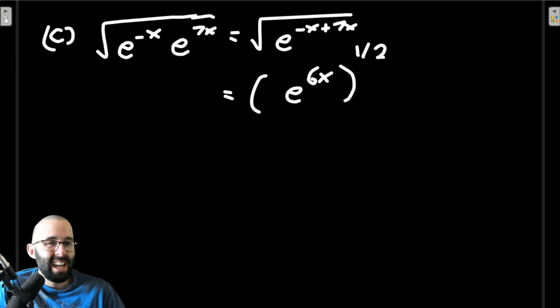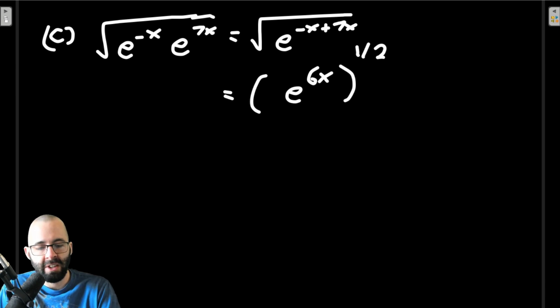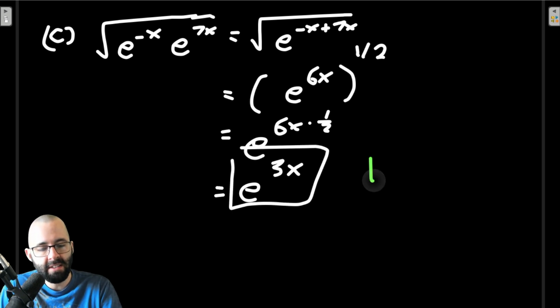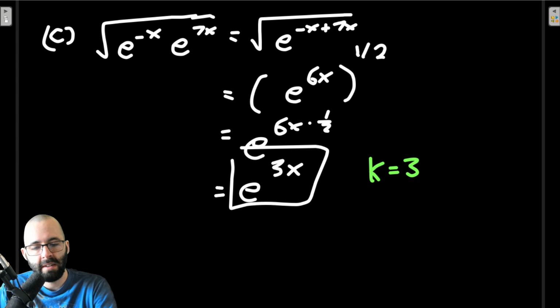Remember, square root is the exponent of 1/2, which is how we took the derivative of square roots. Write it as an exponent of 1/2, use the power rule. The exponent of 1/2 is going to be really nice here because now we multiply those exponents, right? This is e to the 6x times 1/2, which is just e to the 3x. And that's our answer here. And again, k in this case is 3.